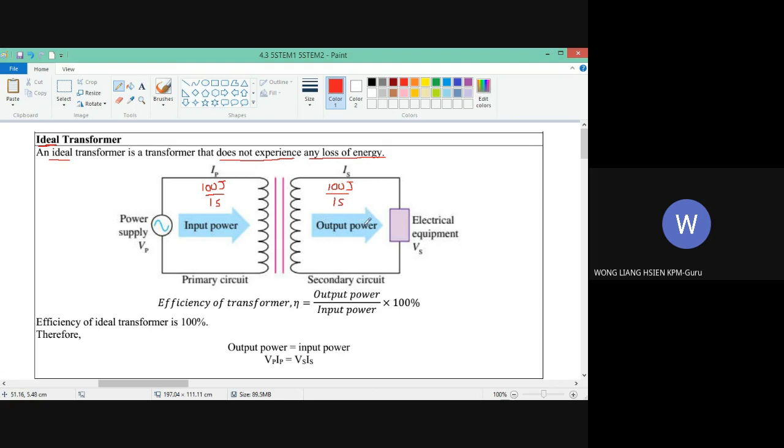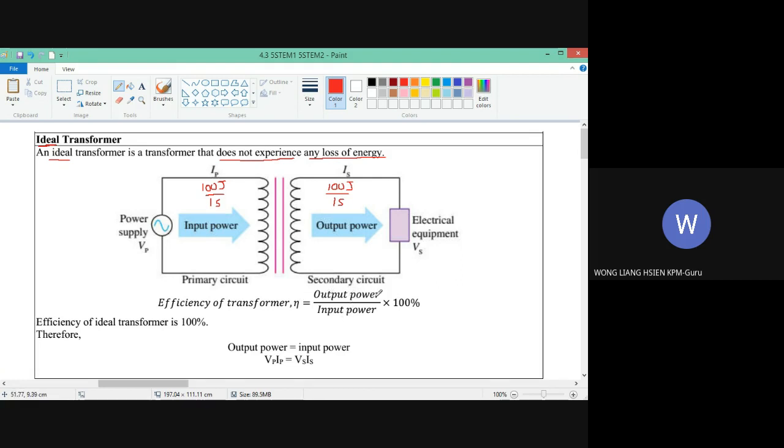Then this will be perfect. That means no energy is lost in the process when the energy is being transferred from the primary coil to the secondary coil. So this is what we call an ideal transformer. The efficiency of a transformer can be calculated with the output power over the input power.